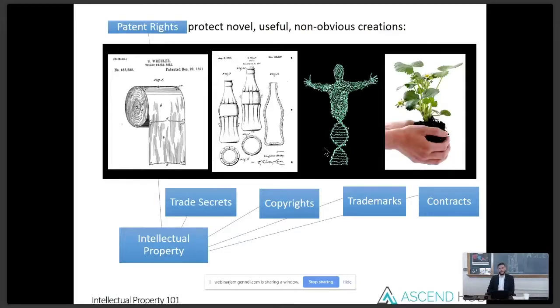I use this example to illustrate a number of different things about patent applications. Number one, figures are required. A figure that demonstrates how your invention will actually be used in practice is necessary for the application. So this is a utility patent application. A utility patent application protects the actual usefulness of your invention.